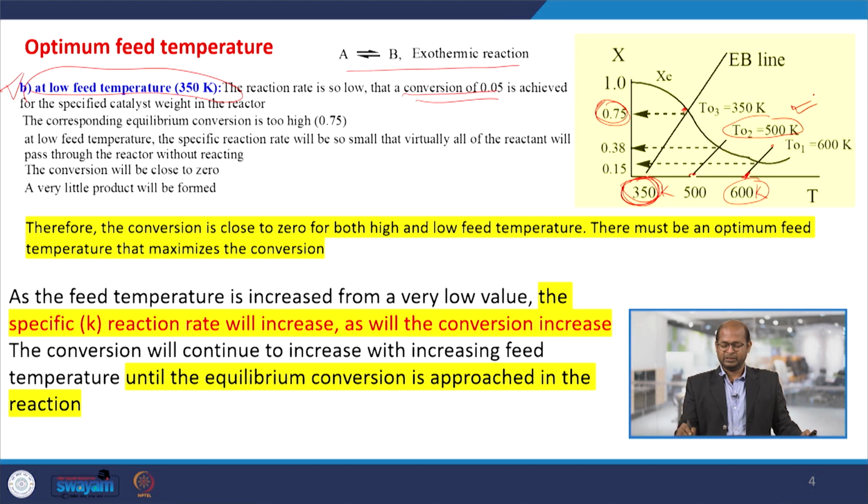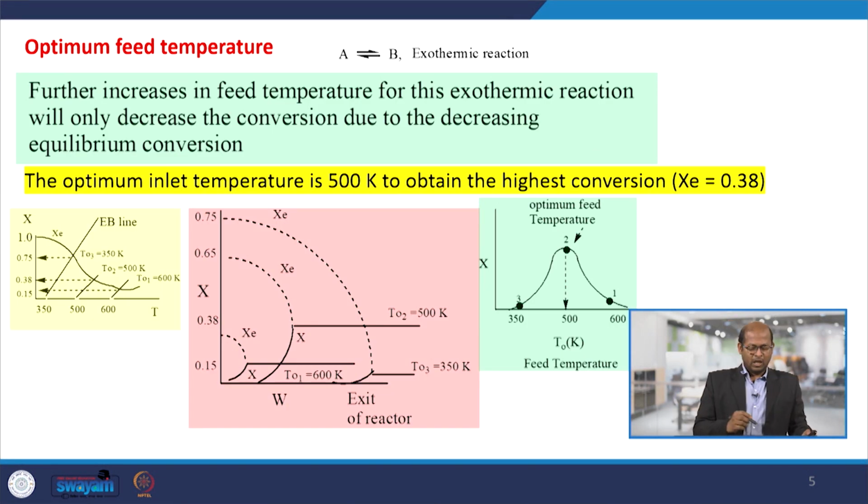In this case the equilibrium conversion is 0.38, and at this particular temperature the specific reaction rate constant is neither very low nor very high. So it is in between, or close to the equilibrium conversion. Therefore, we have to choose the temperature at which we can get higher conversions.